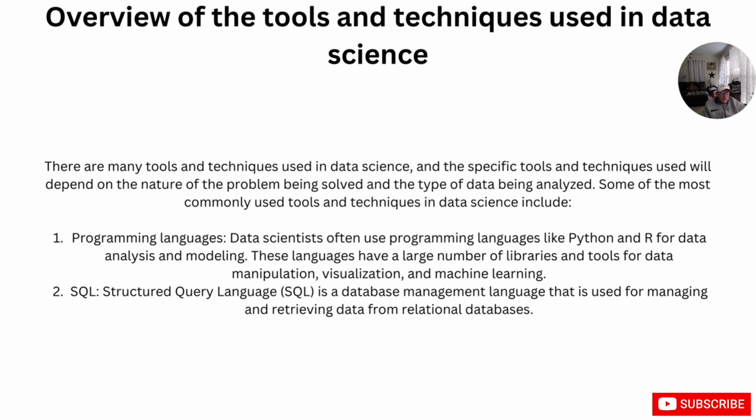Data scientists often use programming languages like Python and R for data analysis and modeling. These languages have a large number of libraries and tools for data manipulation, visualization, and machine learning. Number 2, SQL. Structured Query Language is a database management language that is used for managing and retrieving data from relational databases.